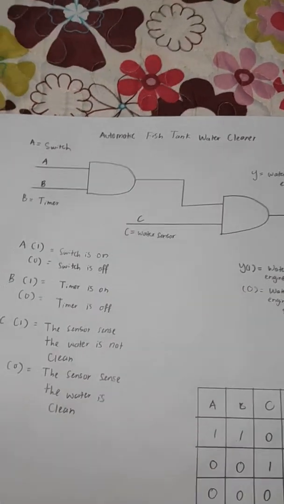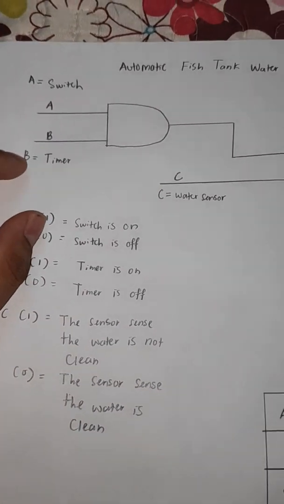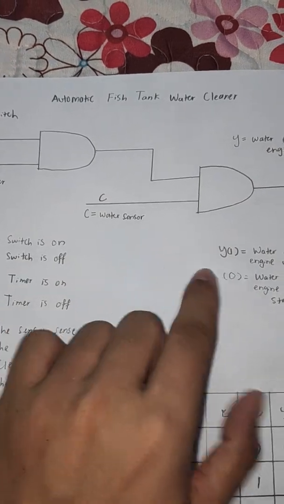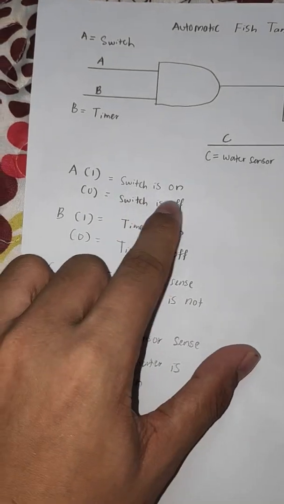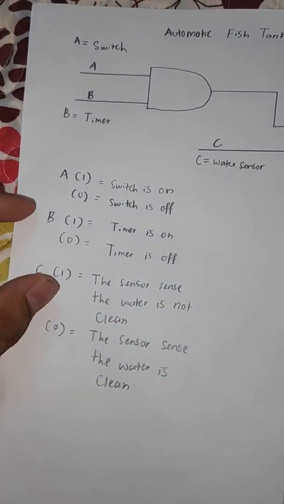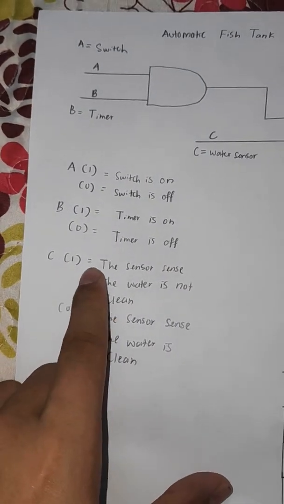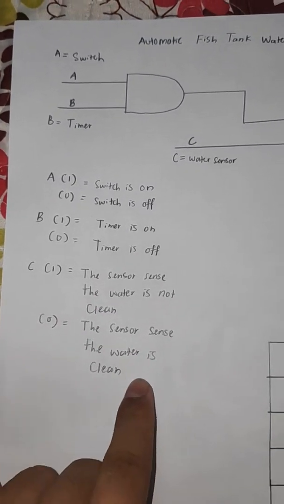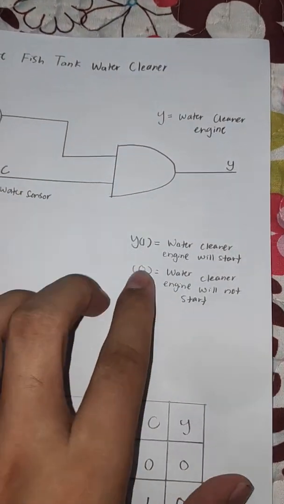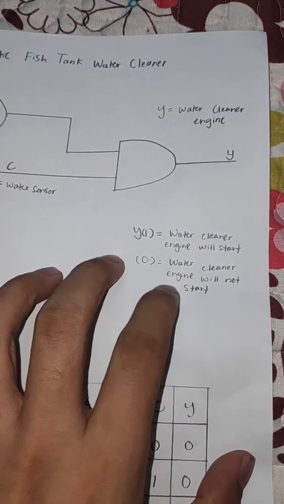Okay, the last one is the automatic fish tank water cleaner. A is the switch, B is the timer, and C is the water sensor. A 1 means the switch is on and 0 means the switch is off. B 1 means the timer is on, and B 0 means the timer is off. C 1 means the sensor senses the water is not clean, and C 0 means the sensor senses the water is clean. For the output Y, 1 means the water cleaner engine will start, and 0 means it will not start.